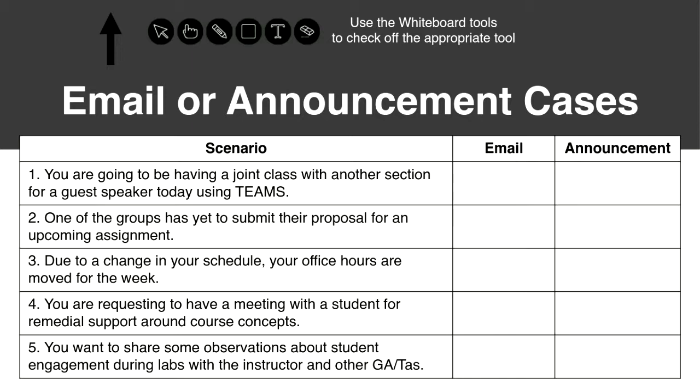So let's start with the first scenario. The first scenario is you are going to be having a joint class with another section for a guest speaker today using Teams. I've sent out the poll now, so you should be able to reply either email or announcement. I'm going to give you a couple of seconds to do so.